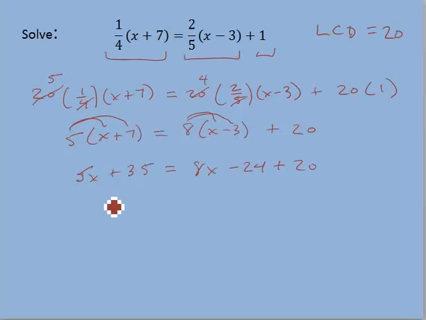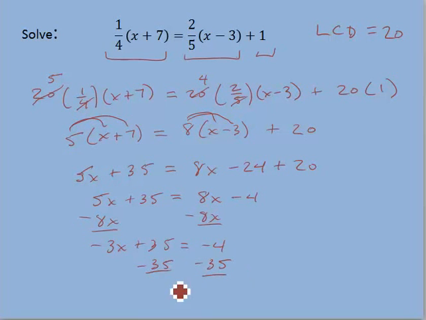We'll combine like terms on the same side of the equation. So 5x plus 35 is equal to, this is 8x, and a negative 24 plus 20 is a negative 4, so 8x minus 4. I'll move my x's to the left-hand side, so I'll move 8x over, and I have to subtract 8x. Subtract 8x, I'm left with negative 3x plus 35 is equal to negative 4. And I want to isolate x on the left side, so I'm going to subtract 35 from each side.